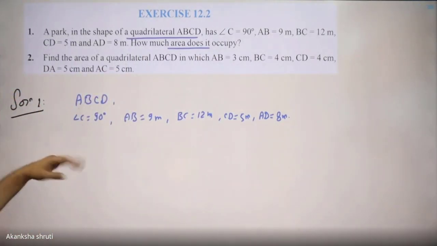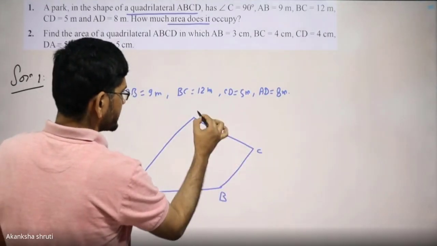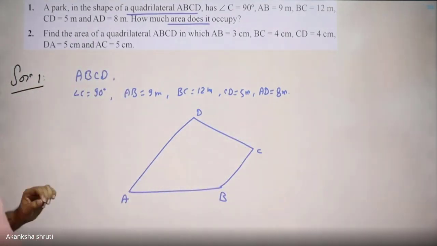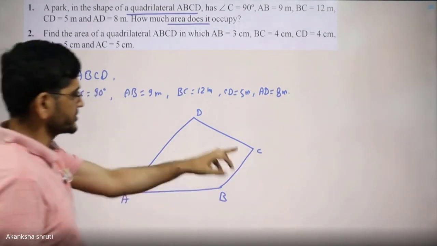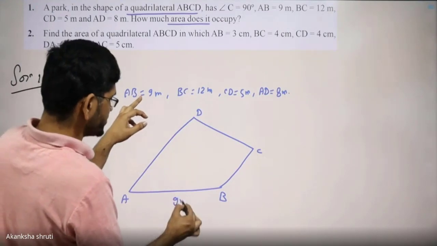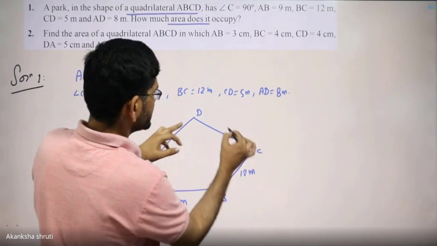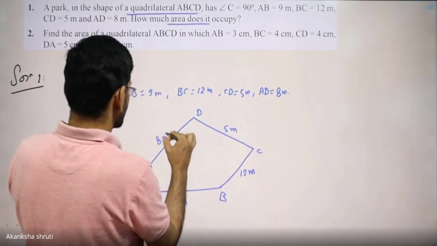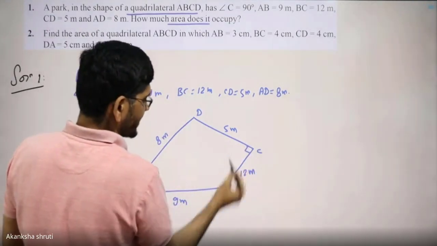Students, it is a quadrilateral. You may roughly draw it. This is the quadrilateral that I have drawn. The shape initially we do not know, so don't worry about that, but roughly draw the quadrilateral. Here ABCD is a quadrilateral where AB is given as 9 meters, BC is 12 meters, CD is 5 meters, AD is 8 meters. And it is given that angle C is 90 degrees.